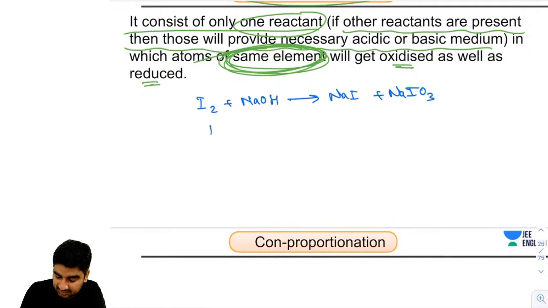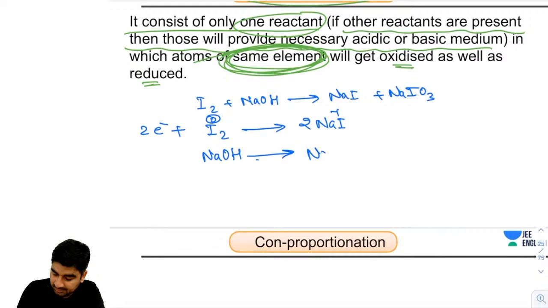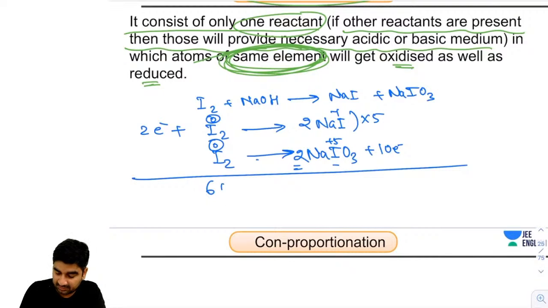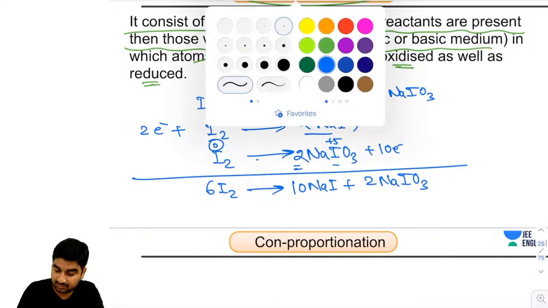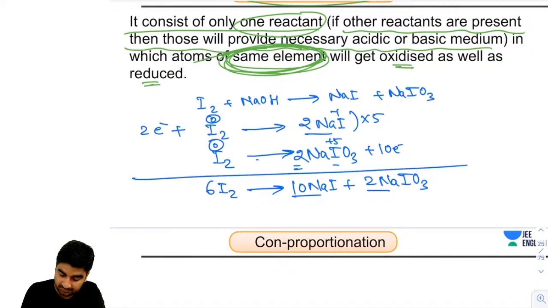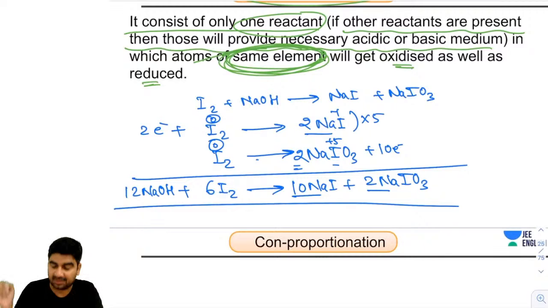So guys, when you are balancing it, iodine, you will convert it into 2NaI, 0 to -1. So I will write 2 electrons here. I will get it as this. Balance the iodine here. 0 to +5. There are 2 iodine, so +10. So just multiply it by 5. You will be getting 6 iodine and then 10 NaI and 2 NaIO3. Right? So we have 10 into 12. Yes, now this is balanced.